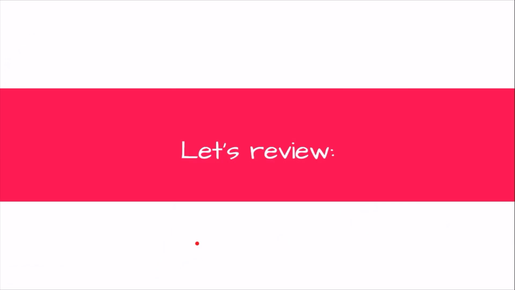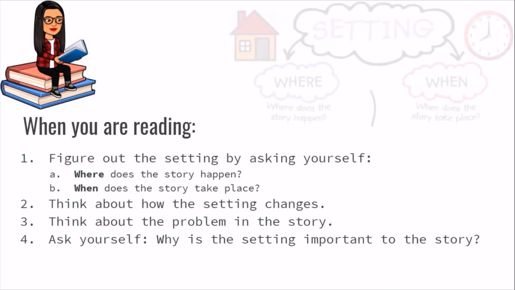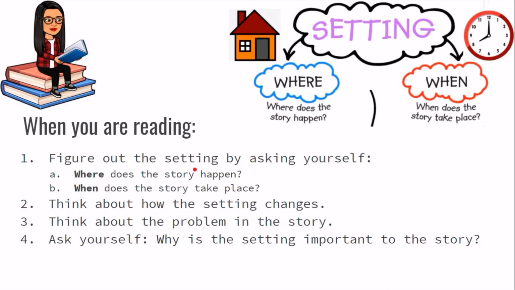Let's review what you will do when you are reading. So the first thing you will do is figure out the setting by asking yourself these two questions. Where does the story happen? And when does the story take place? Then you will think about how the setting changes. After that, think about the problem in the story. And finally, ask yourself, why is the setting important to the story?